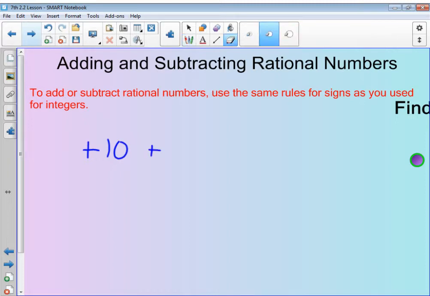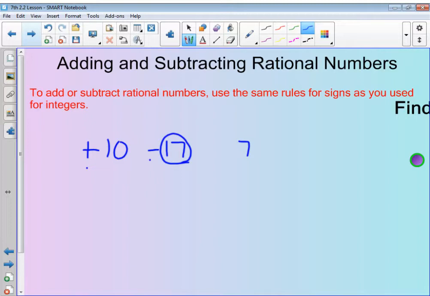Let's do a 10 minus 17. Okay, so here, when we worked with adding and subtracting integers, we always looked at the symbols first. Those are different. So we found the difference. So in our head, we would think 17 minus 10, which would give us 7. And then we're going to apply the larger number's sign. So 17 is considered larger when you just compare the digits. It had a negative sign. So our answer would be -7.